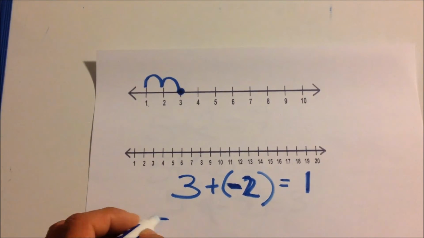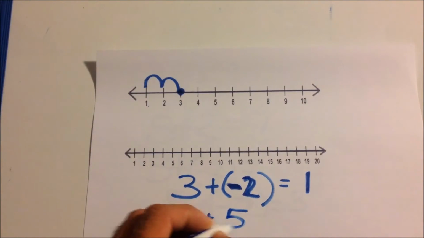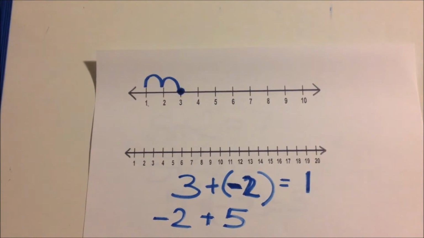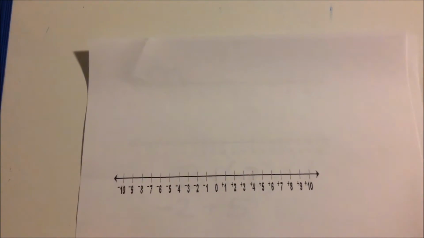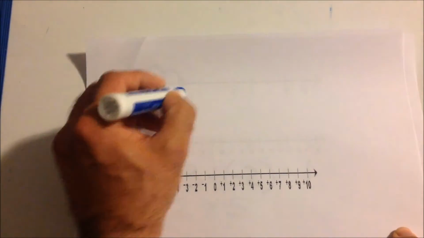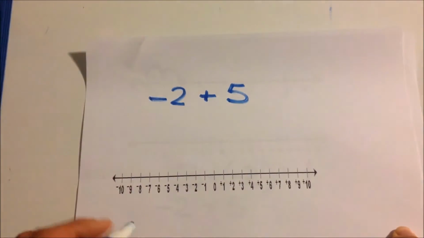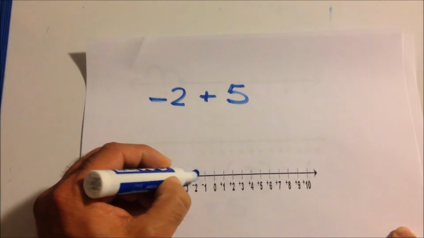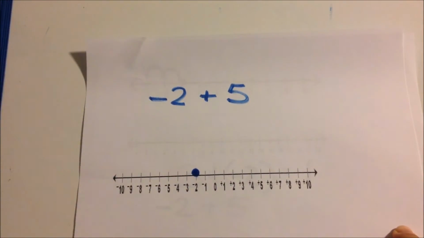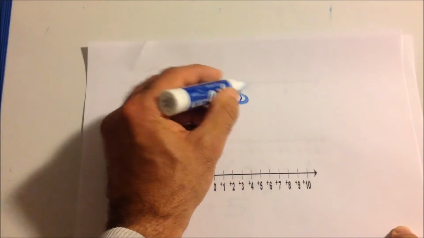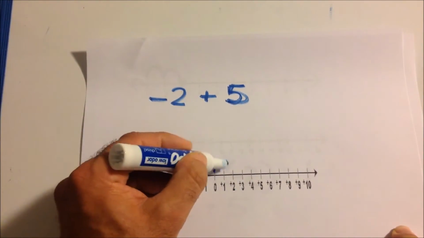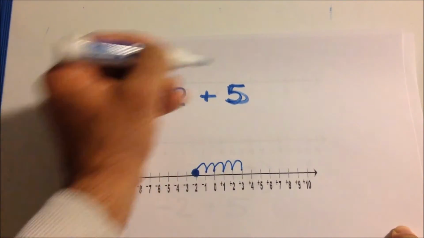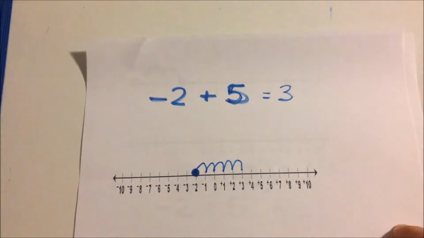Let's say I had -2 plus 5. I'll put it in here because I have negatives here. So I'll write it again, -2 plus 5. So you start at -2 on the number line. There's -2. You're saying plus 5, and 5 is positive, so with positive, you go to the right. 1, 2, 3, 4, 5. And you get an answer of 3.